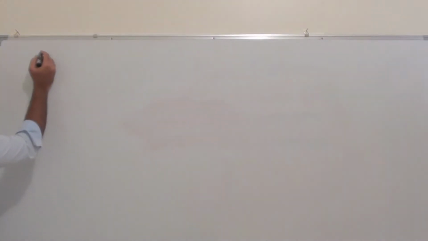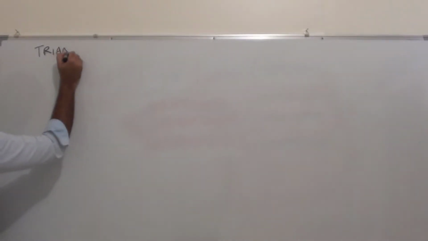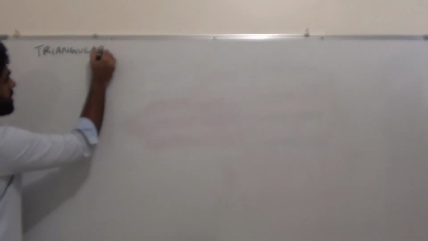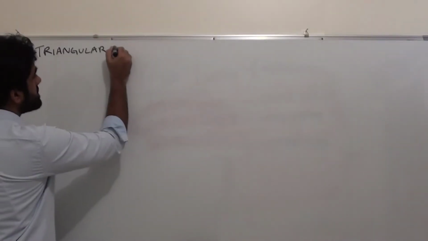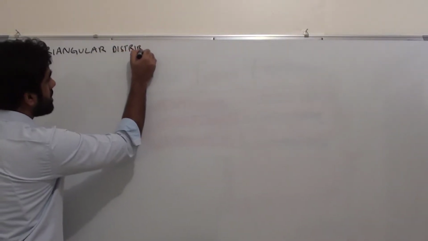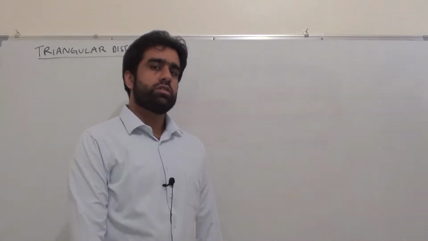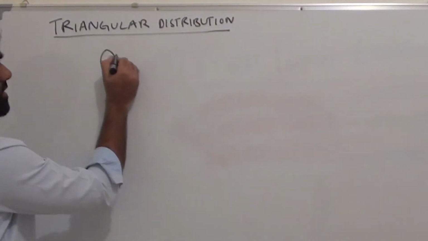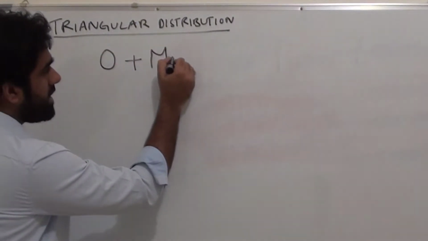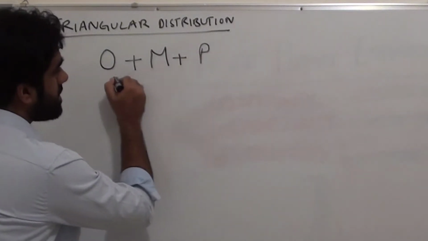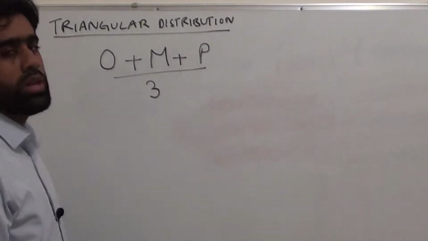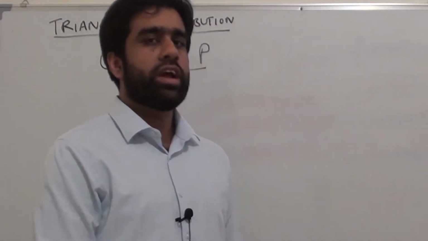So the first technique is called triangular distribution. When the exam says triangular distribution, you simply need to add optimistic plus most likely plus pessimistic and divide this by 3. You will get the duration or cost of your activity.